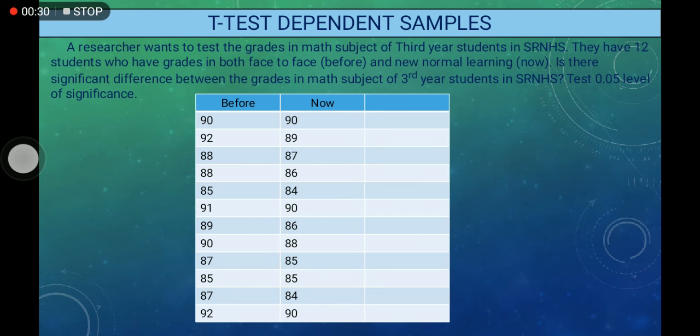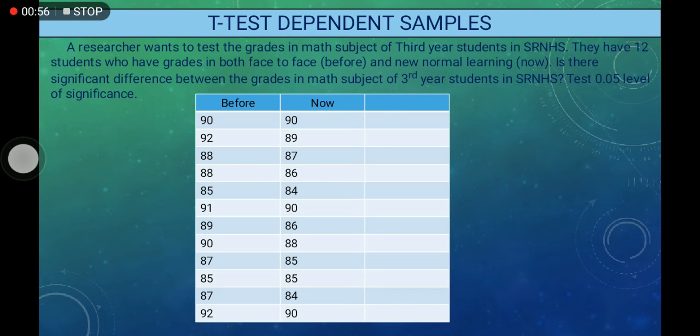Example, a researcher wants to test the grades in math subject of third-year students in SRNHS. They have 12 students who have grades in both face-to-face and new normal learning. Is there significant difference between the grades in math subject of third-year students in SRNHS? Test 0.05 level of significance.